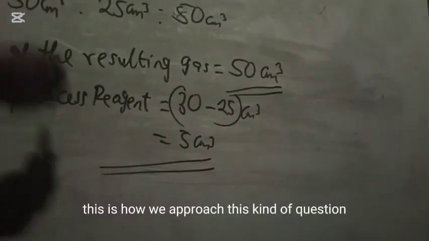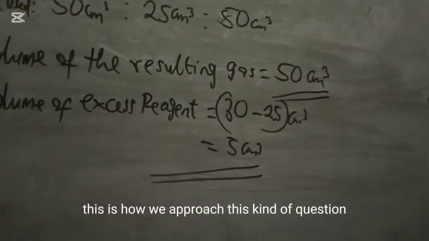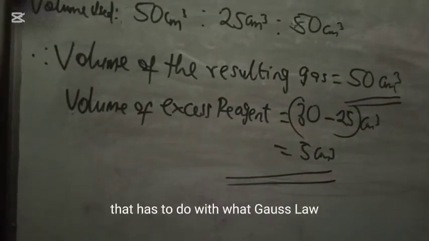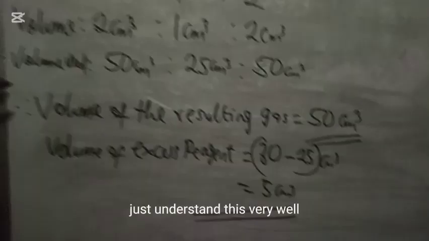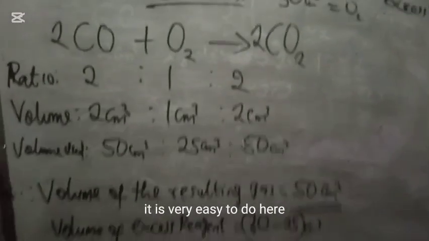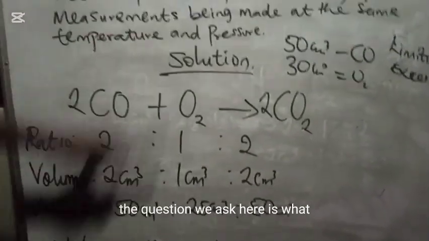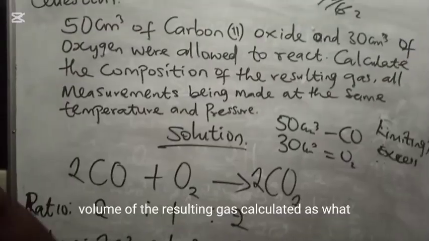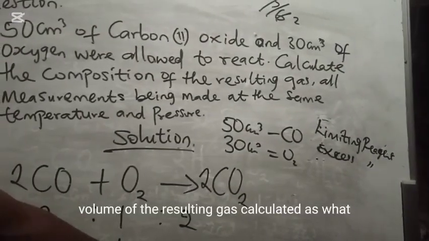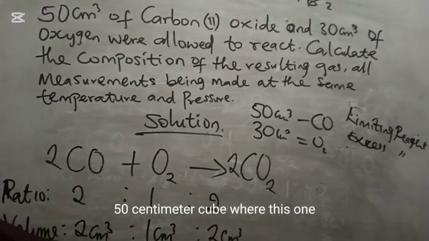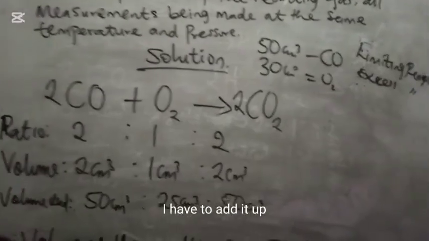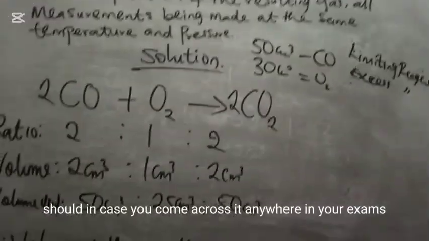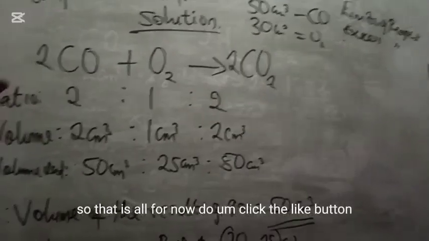This is how we approach this kind of question that has to do with Gay-Lussac's law. Just understand this very well. It is very easy to do. The question we ask here is the volume of the resulting gas, calculated as 50 centimeter cube. This one I just have to add up, in case you come across it anywhere in your exams. So that is all for now.